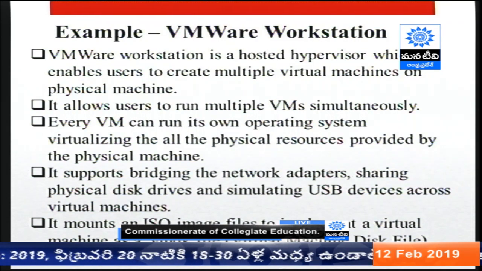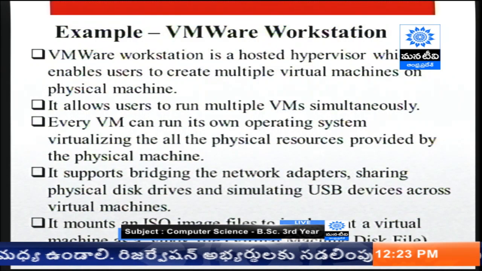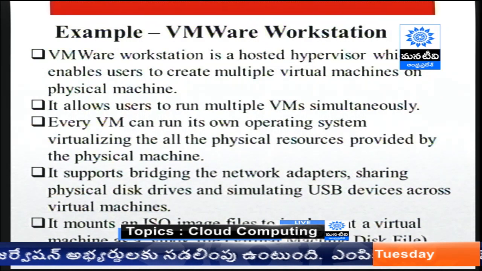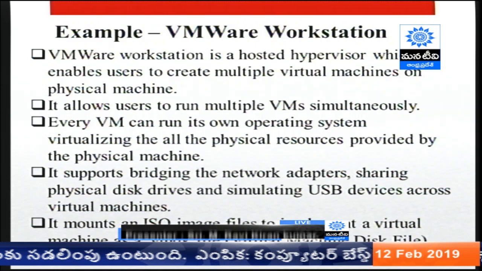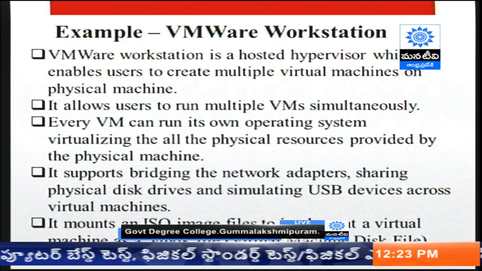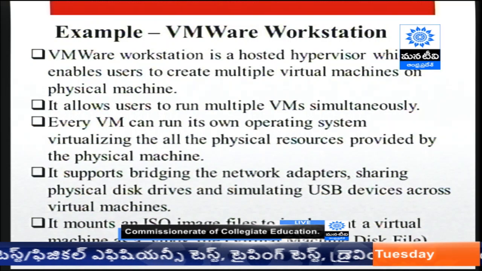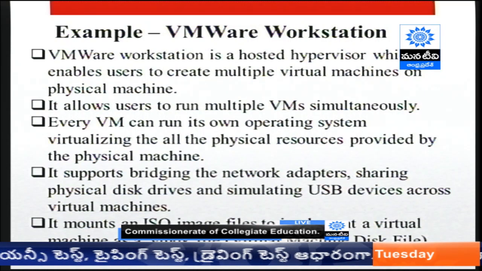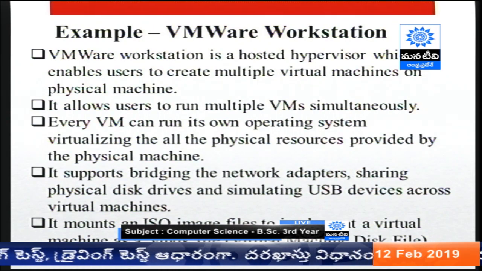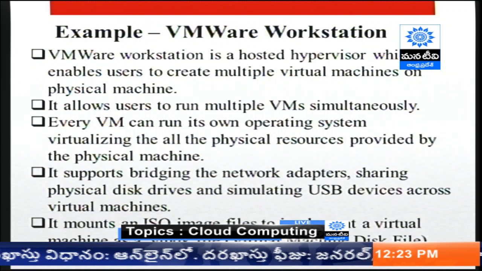VMware Workstation is a hosted hypervisor which enables users to create multiple virtual machines on whatever physical infrastructure we have. So we can run multiple virtual machines simultaneously. We can start them, stop them, migrate them, we can do everything. Every VM can run its own operating system and can have its own platform. And you can provide network-like functionality among all those physical resources.